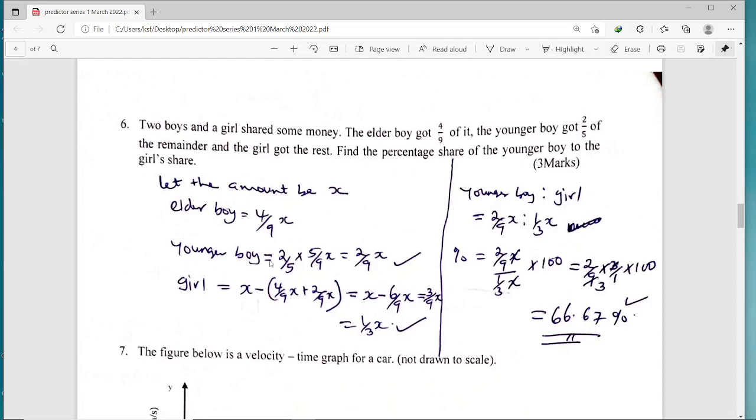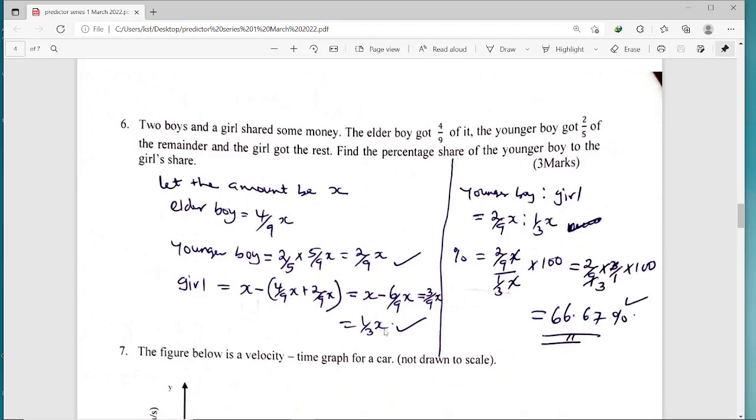And the younger boy got, remember, 2 over 5 of the remainder. The remainder was, remember the whole thing is 9, so it is 9 minus 4 is 5. So I got 2 over 5 of the remainder, that is 2 over 5 times 5 over 9x. So that gives you 2 over 9x. That is what the boy got. And the girl got the remainder. So what remained is x minus this plus this. So it is x minus, you add the 2, so it is x minus 6 over 9, which is 3 over 9, and that is the same as a third x.